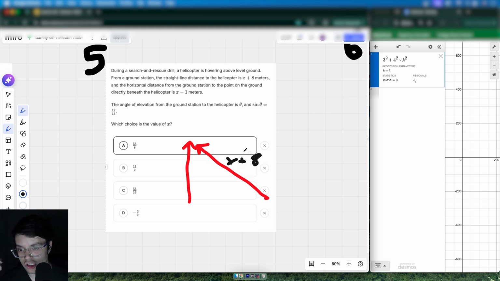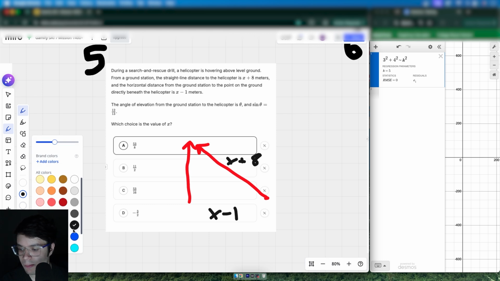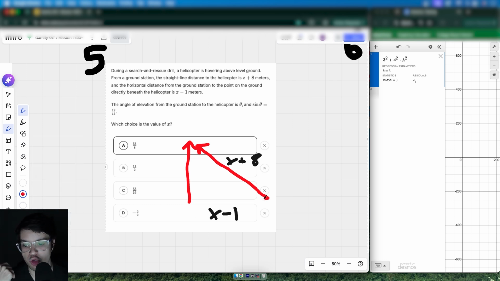And then it says the horizontal distance from the ground station to the point on the ground directly beneath the helicopter, that would be x minus 1. And so if you've been paying attention at all to any of the stuff I've said so far, you would know this is in fact a right triangle. Okay, so it says the angle of elevation from the ground station to the helicopter is theta. So that is the thing. So angle of elevation, yeah, that would be theta.